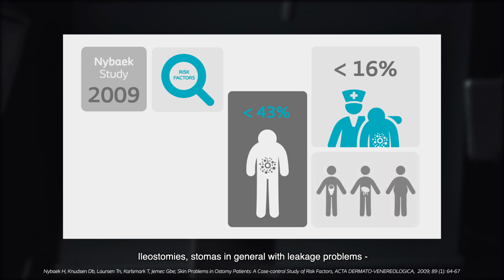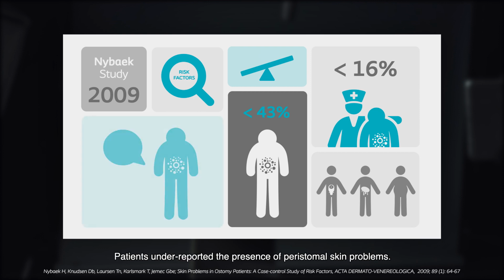Ileostomies, stomas in general with leakage problems, and patients with body mass index over 30 were associated with skin problems. In conclusion, ileostomy, leakage, and obesity predisposed patients to peristomal skin problems. Other suggested risk factors appeared to be weak or insignificant. Patients underreported the presence of peristomal skin problems.